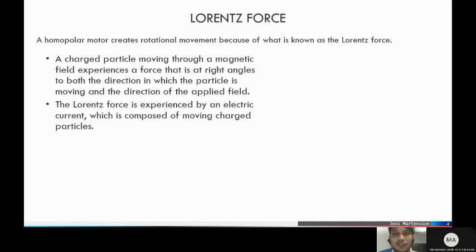So this homopolar motor creates rotational movement because of what is known as the Lorentz force. The Lorentz force is that a charged particle moving through a magnetic field experiences a force that is at right angles to both the direction in which the particle is moving and the direction of the applied field. The Lorentz force is experienced by an electric current, which is composed of moving charged particles. So I'm going to pass to Amir Fikri for the next presentation.